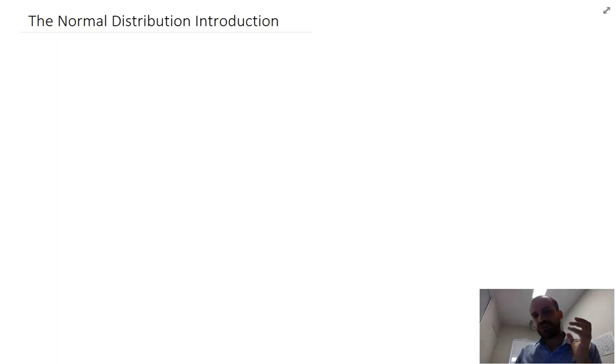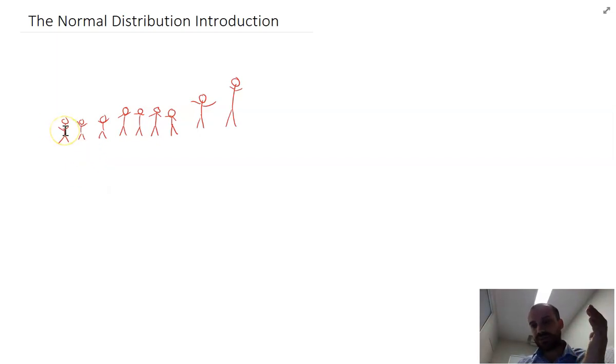This is an introduction to the normal distribution. It's a really interesting thing. It happens in lots and lots of different scenarios with lots and lots of different variables. You've seen the normal distribution in action before in your own life. An example of the normal distribution is people's heights.